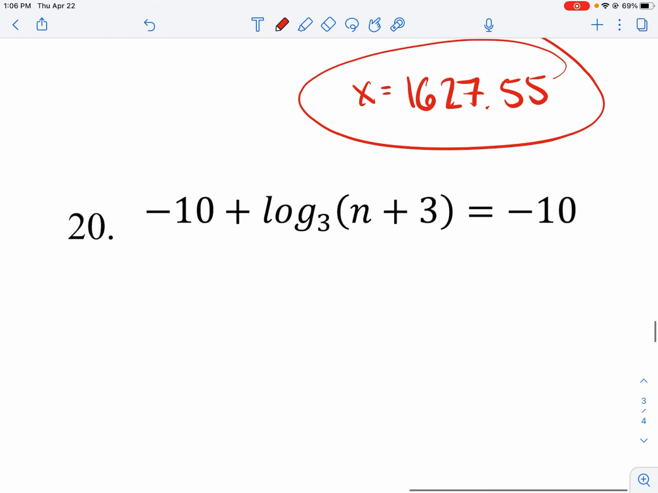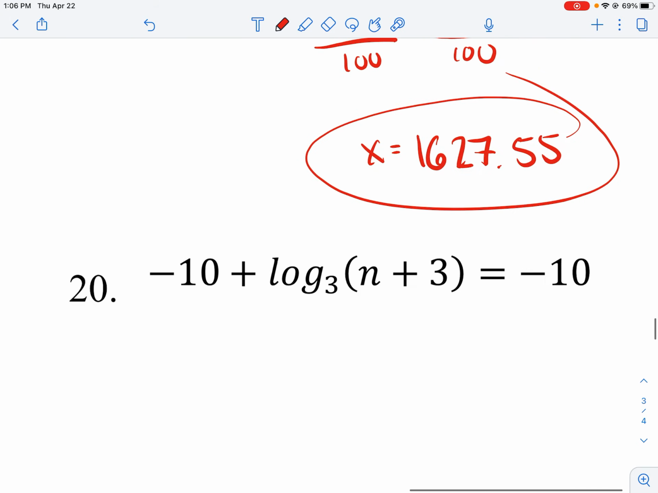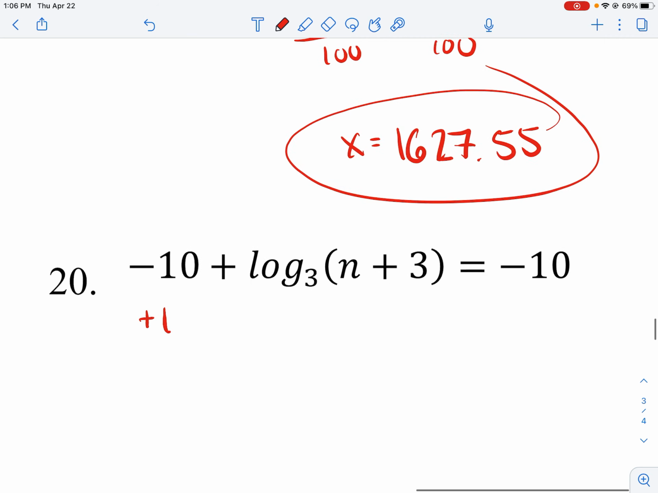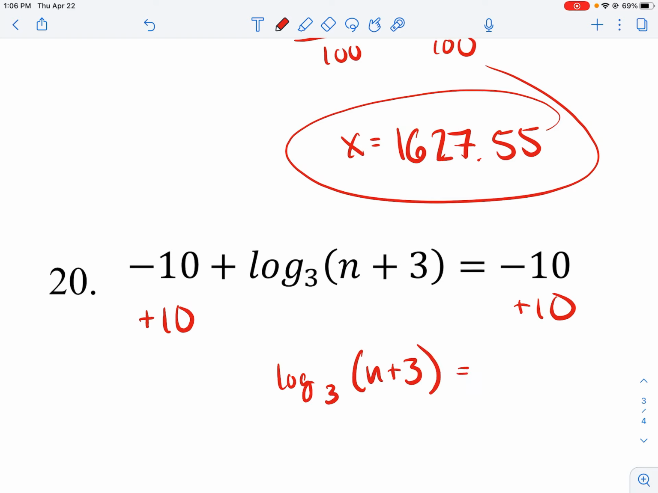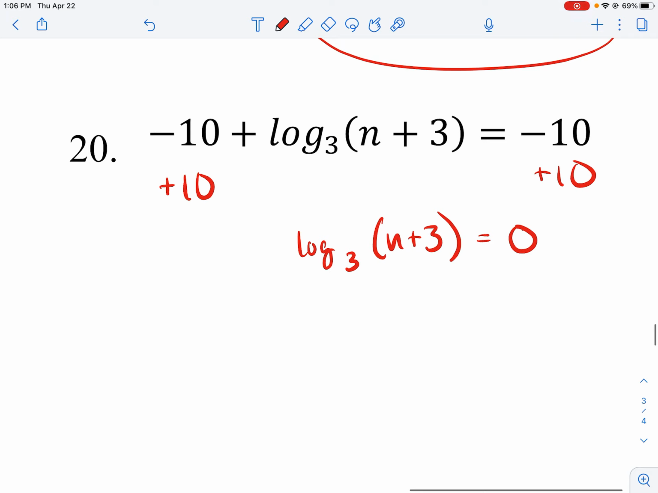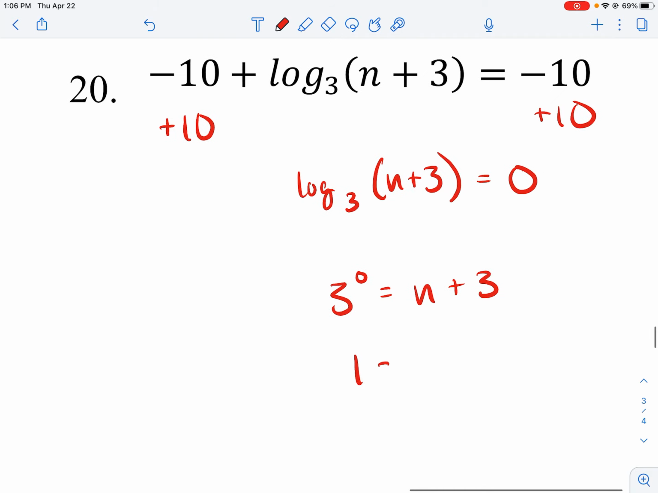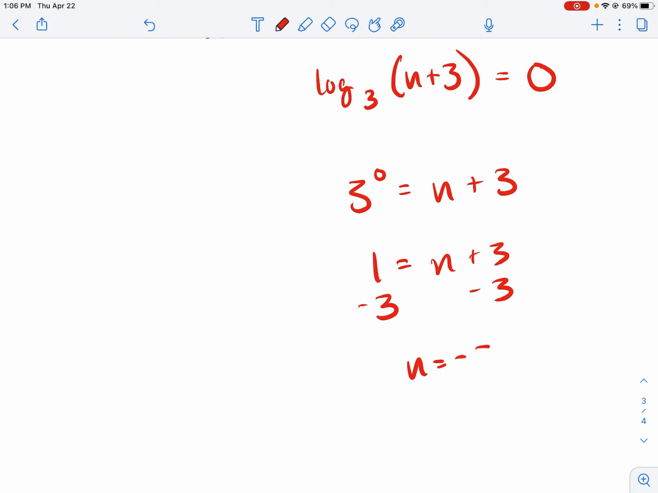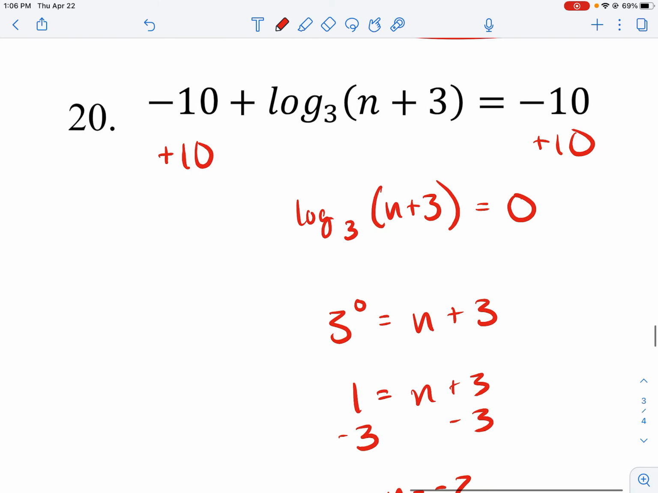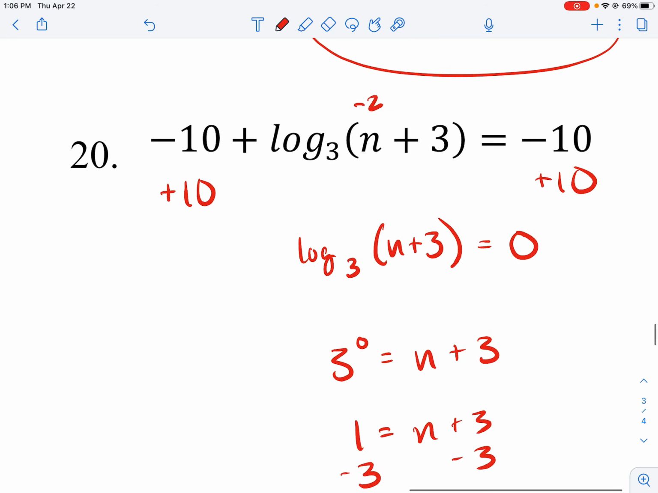All right, this one here, not liking where this is going. Well, we'll see what happens. We got to get this piece alone. So log 3 of n plus 3 is equal to 0. And so 3 to the 0 power is equal to n plus 3. That's just 1 is equal to n plus 3. So minus 3, n is equal to negative 2. Does that work? Sure does. Negative 2 in there just equals a 1.